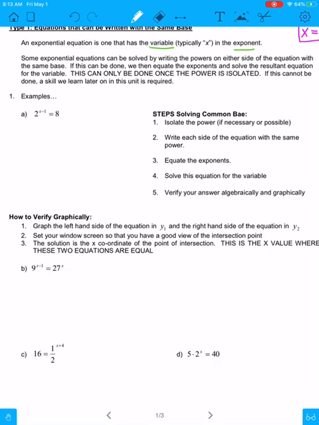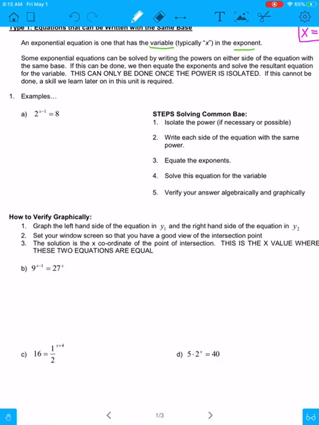So first thing we need to do is get both sides to the same base, okay? So I have 2 to the x minus 1 equals 8. Now what we try and do is make them be the smaller base. We never try and make them be a larger base, so I don't want to make the 2 into an 8. I want to make the 8 into a 2.